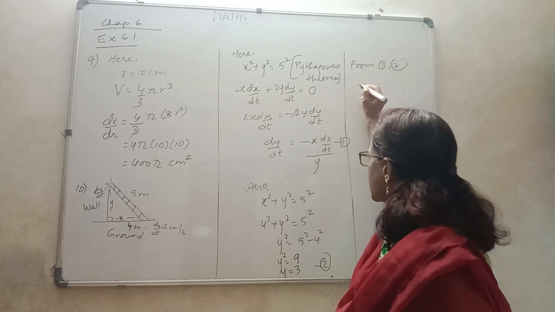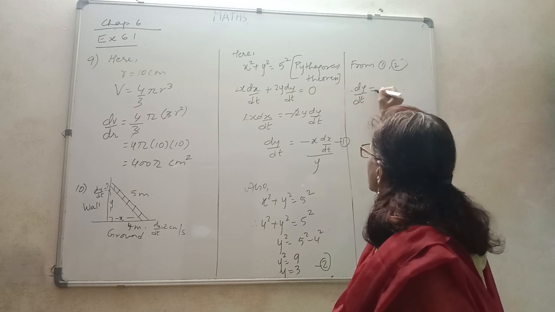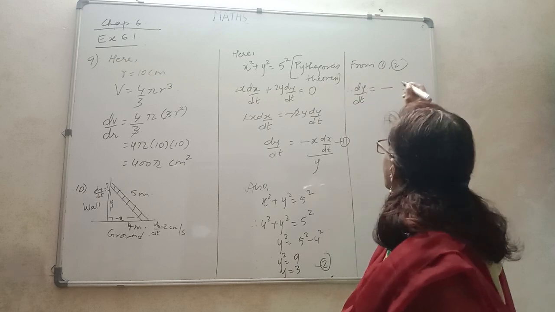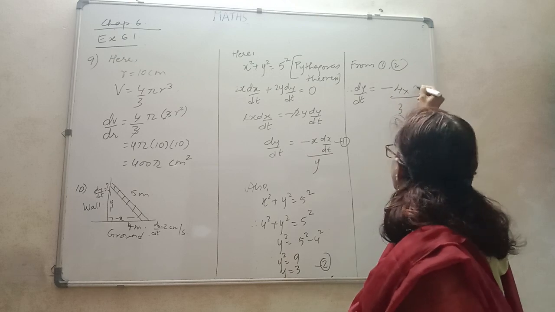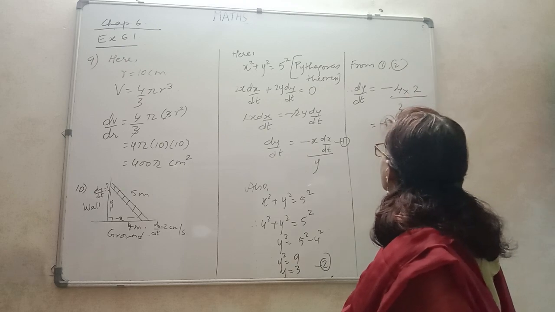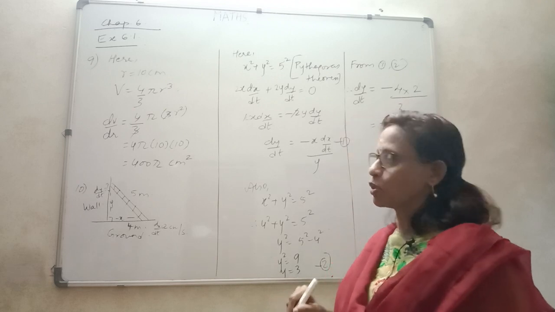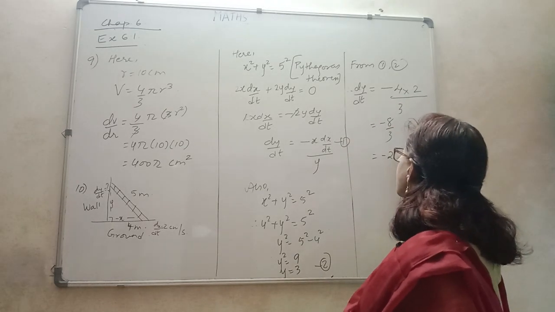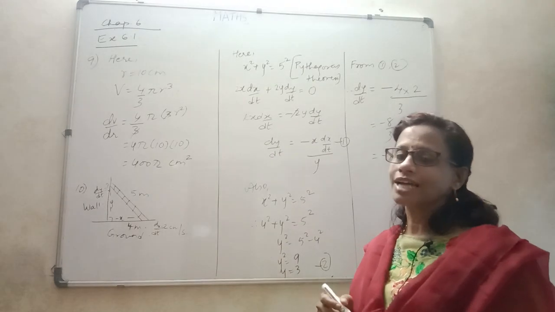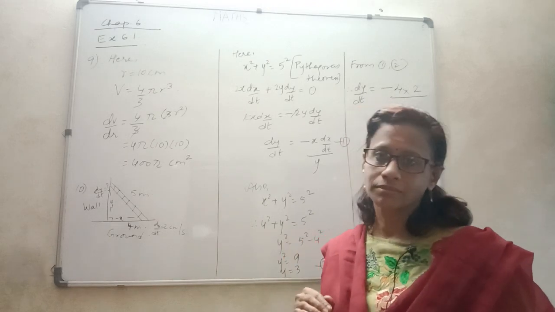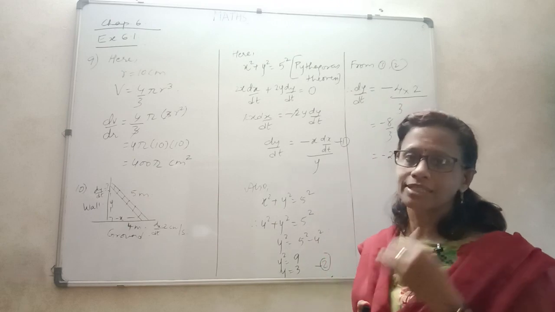What do we get? We get dy by dt equal to minus x, which is 4, y which is 3, and dx by dt which is 2. So it's minus 8 by 3. It is told that the height is reducing. So minus 8 by 3 is therefore about minus 2.66. So either you write it like this or minus 2.66 centimeter per second. That's the answer. That's how the height of the ladder is decreasing. That negative indicates that there is a decrease.